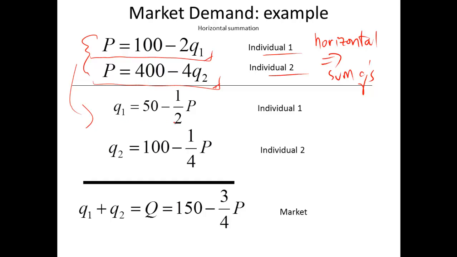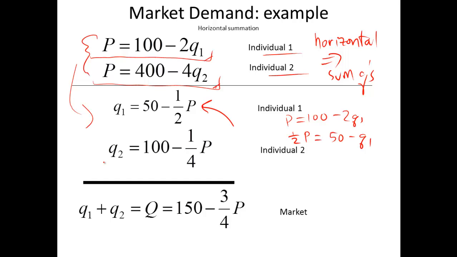Now how did I do that? Just a quick refresher. If I have P equals 100 minus 2Q1, I could divide everything by 2 to get Q1 without anything multiplying it. I'd have 1/2 times P equals 50, that's 100 over 2, minus Q1. And then I could get this as a function of Q1 by adding Q1 to both sides and subtracting a half P from both sides. That yields this right here. Similarly, I can get an expression for Q2.